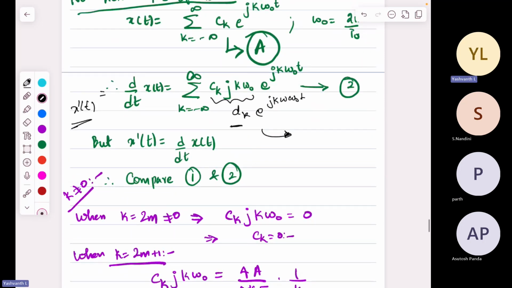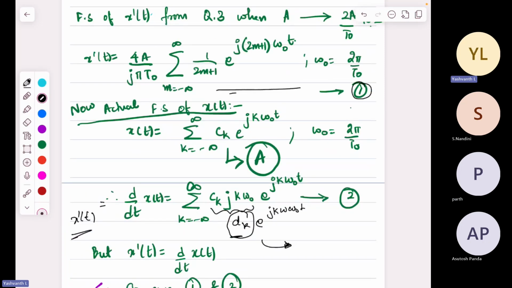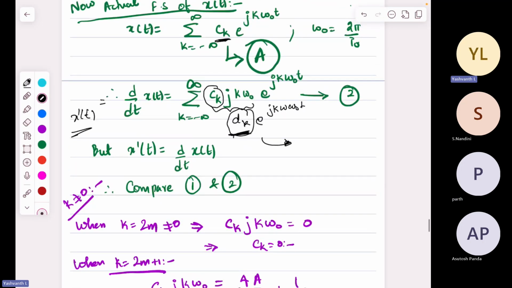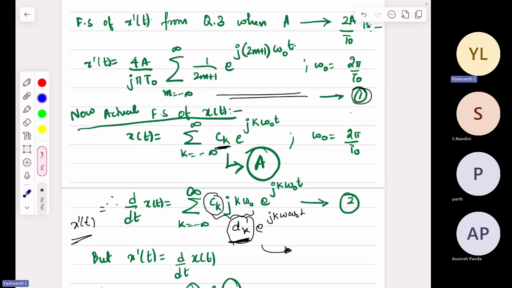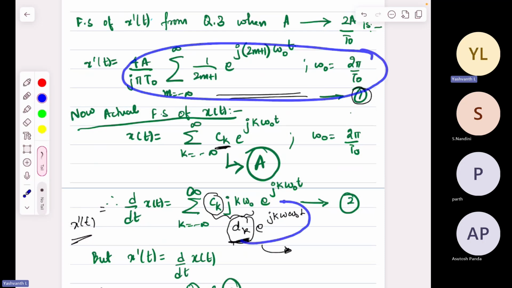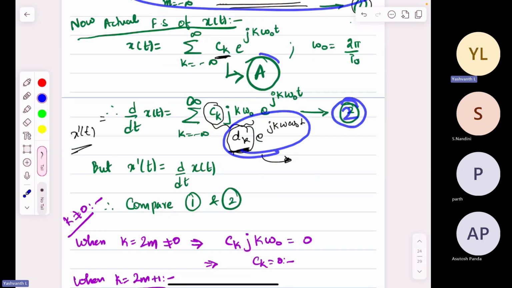So I know the value of dk. Why? Because in equation 1 I found already the Fourier series, right? So using dk, I will now compute ck. Ck is the Fourier coefficient of the actual signal x of t. That's what I'm going to do. Okay, so I'm going to compare equation 1 and 2. That is, this x dash of t, which will have this dk into e power jk omega naught t, and the equation 2, which basically tells how dk is a function of ck.